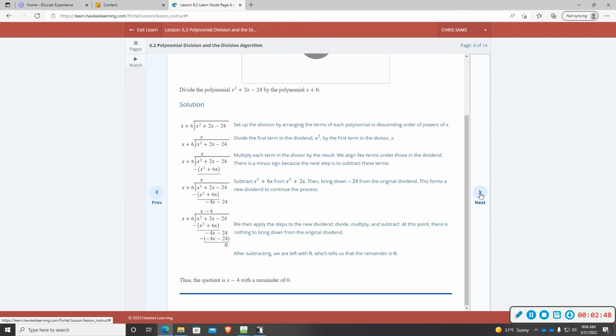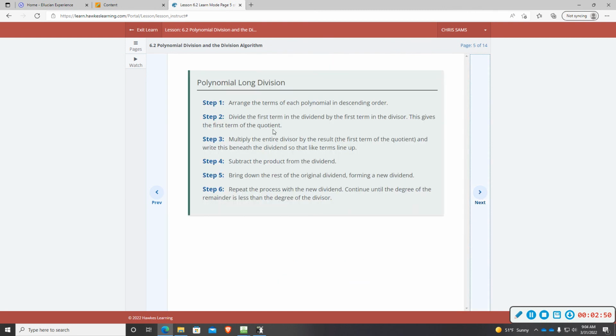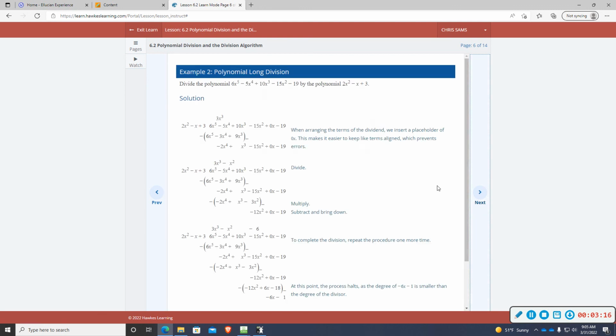So I will do a lot of examples like this for you. Here are the steps. Arrange it in descending order. Divide the first term into the first term of the dividend, and you will repeat that process. You're going to multiply the entire divisor by that term. Write it beneath the dividend so the terms line up. Subtract. Bring down the rest of the original dividend, forming a new one, and then just repeat that process until you get complete. So I will actually walk you through that process.